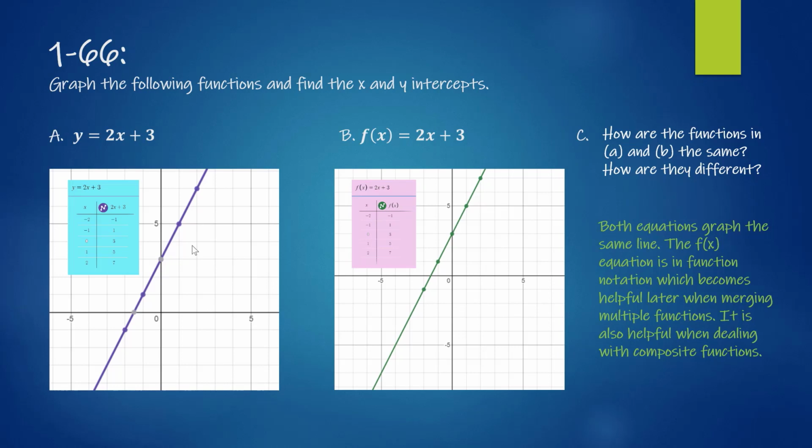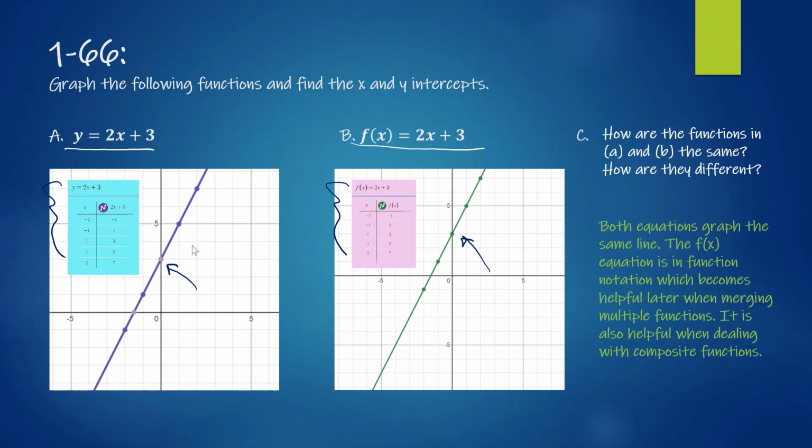Okay, 1-66 asks you to graph both of these functions, both y equals 2x plus 3 and f of x equals 2x plus 3. They are essentially the same. In fact, there are a lot of times in math you will take out the function notation and put in a y for simplicity, like when you're finding inverses or intercepts. It just makes life a little easier. But you'll see that both of these tables, even though the typing is kind of small, are identical. And the lines are the same. You have the same y-intercept, and you have the same slope.